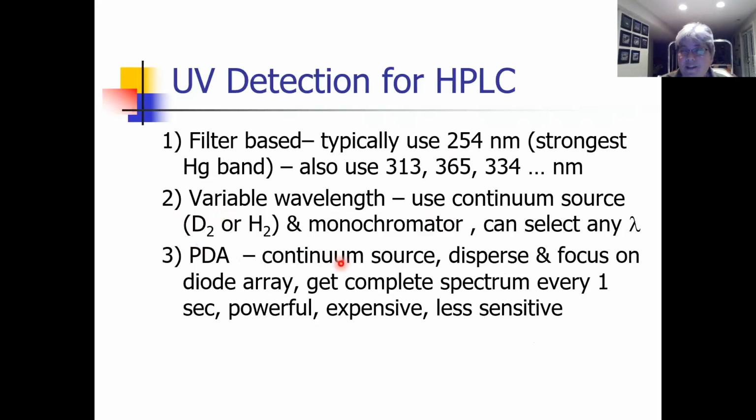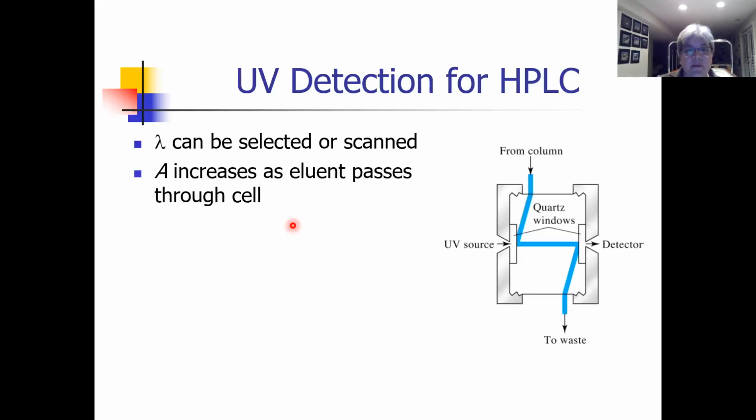So you're going to have a continuum source, probably a deuterium lamp. And remember, the PDA, we can measure the whole spectrum at one time. So this is a more powerful detector, but also more expensive and less sensitive than this one would be. Okay, so the setup, no matter which kind you have, here comes your stuff from the column, and then you have your UV source shining through here, and then the detector, whether it's a PMT or the PDA out here, to detect when you get absorption.